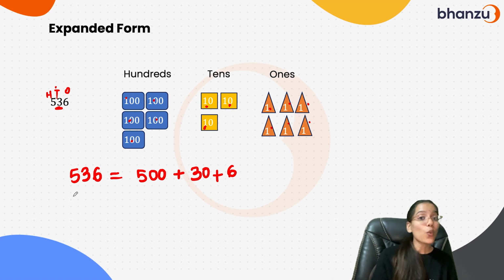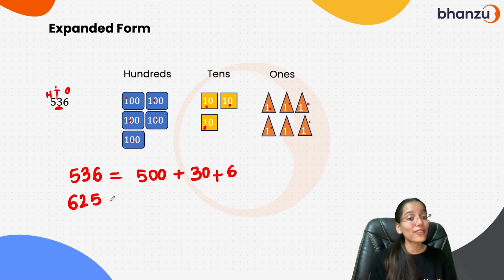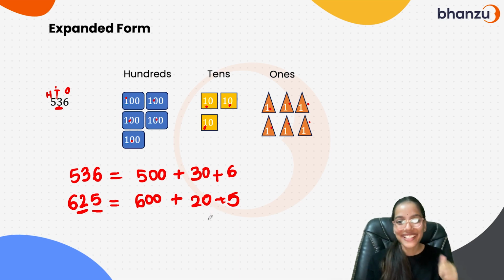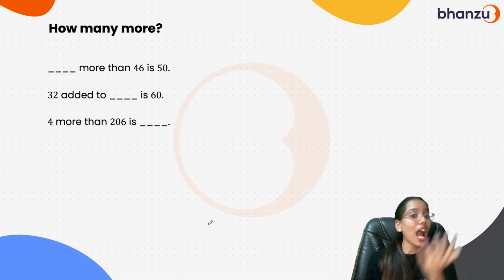So can you tell me what could be the expanded form of 625? How many hundreds do we have again? 6 hundreds. Very good. So it is 600 plus, how many tens do we have? 2 in the tens place means 20. So 20 and 5 in the ones place. So we have 5 ones. So 600 plus 20 plus 5 will give us 625. Got it? Amazing. And next we have how many more?